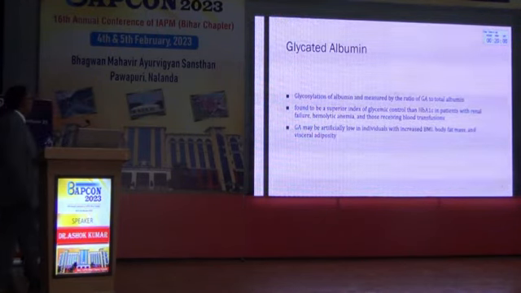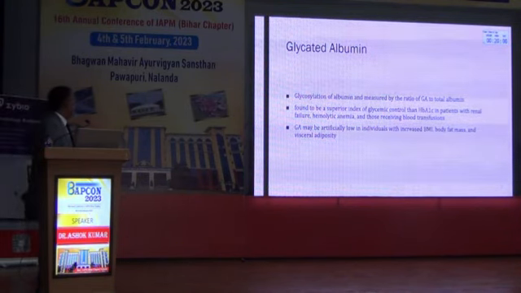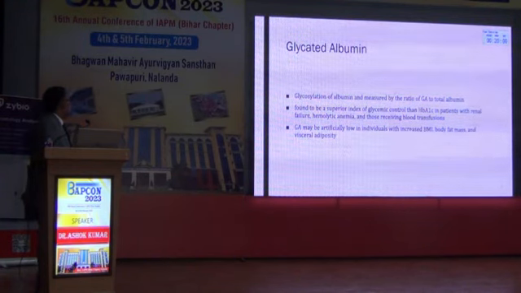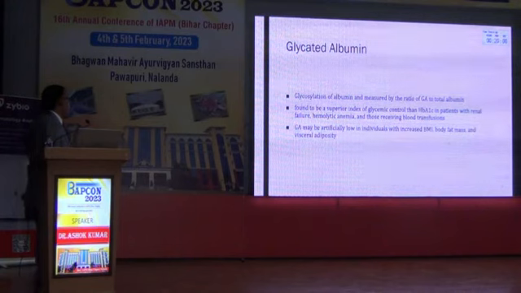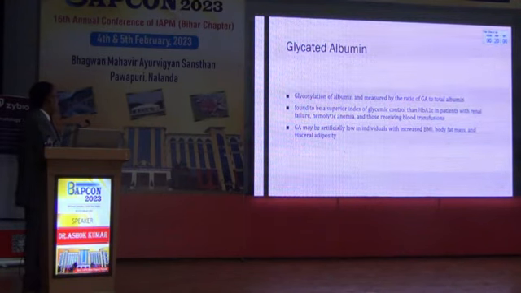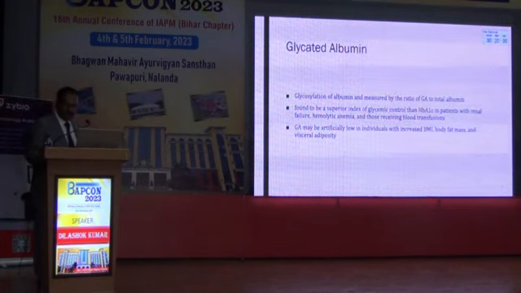Glycated albumin, measured by the ratio of glycated albumin to total albumin, is found to be a superior index of glycemic control compared to HbA1c in patients with renal failure, hemolytic anemia, and those receiving blood transfusion. GA may be artificially low in individuals with increased BMI, body fat mass, and visceral adiposity.